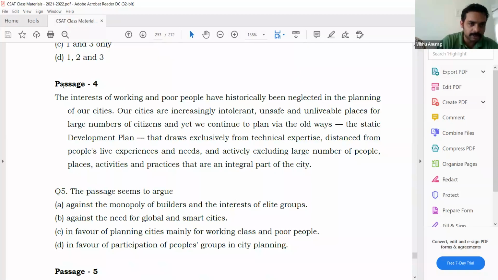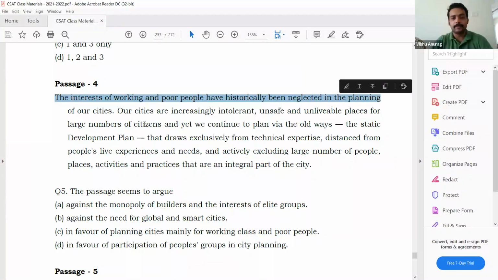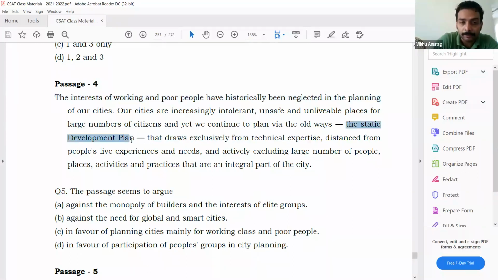And the last one, this passage 4, it says that the interests of working and poor people have historically been neglected in the planning of our cities. Our cities are increasingly intolerant, unsafe, and unlivable places for large numbers of citizens. And yet we continue to plan via the old ways. What are the old ways? The static development plan that draws exclusively from technical expertise, distanced from people's life experiences and needs.